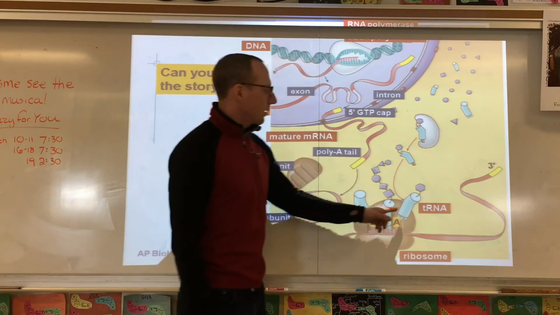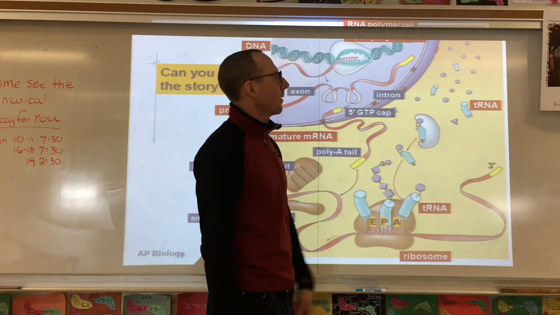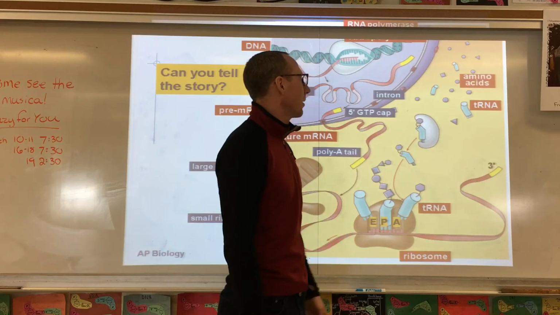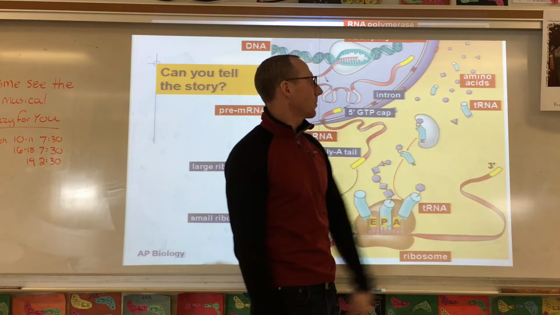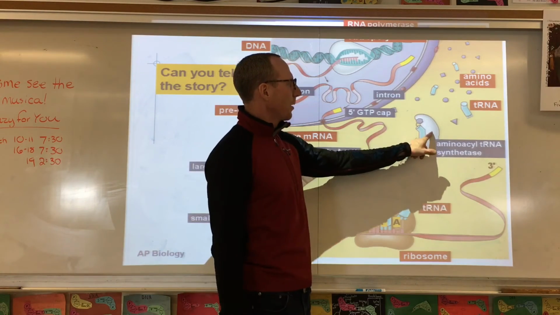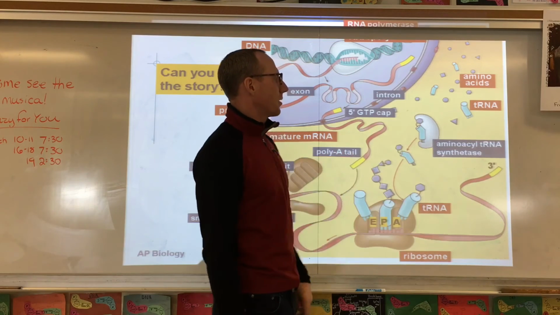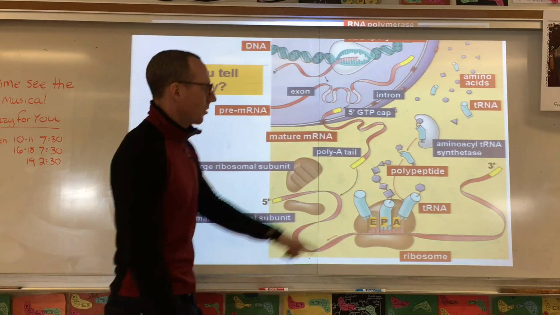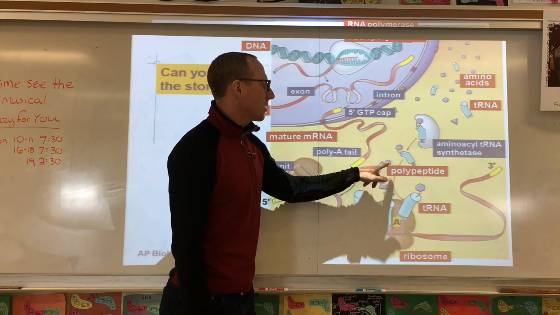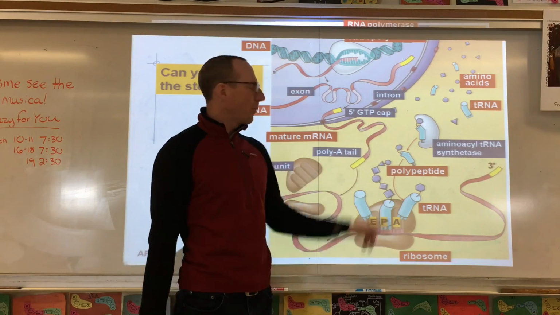And what brings it in is the tRNA. There's just a free-floating tRNA. These are the various amino acids. This is the enzyme that puts the amino acid on the tRNA. And this is the growing polypeptide chain. Each amino acid is linked with a peptide bond.